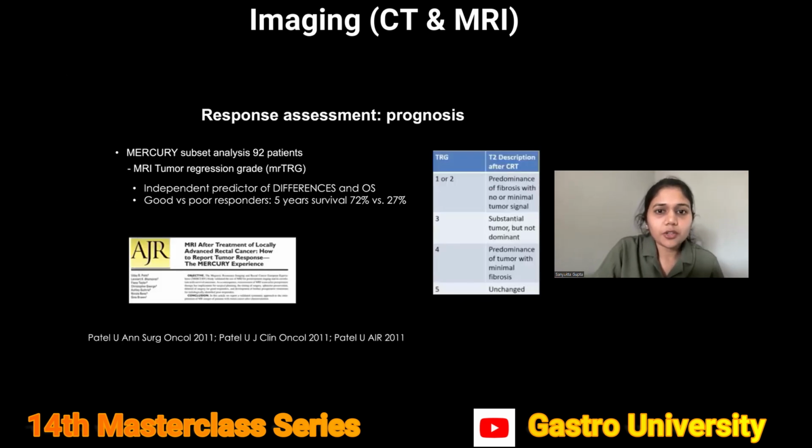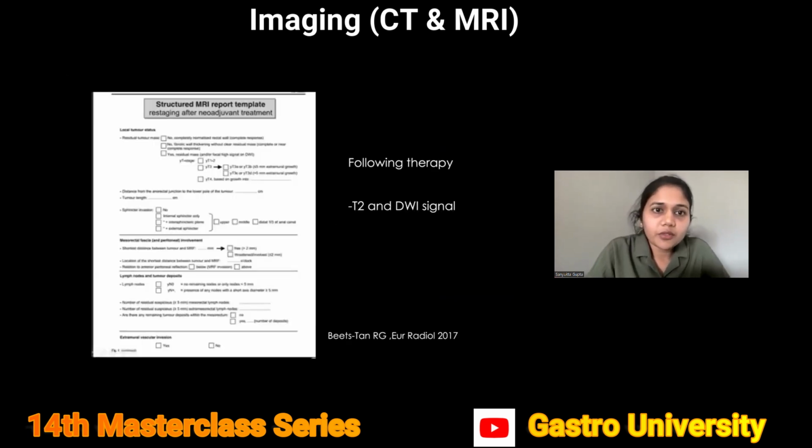So this was the MERCURY trial initially, and it indicated a good MRI tumor regression grade. Tumor regression grade 1 or 2 with the predominance of fibrosis, 3 with substantial tumor still, 4 with the predominance of tumor, and 5 was like no change was found in the tumor. So following therapy, we have another report template which states the yT stage and the yN stage, how much the tumor has regressed, and what are the T2 and diffusion signal. So based on the T2 and diffusion signal, we judge.